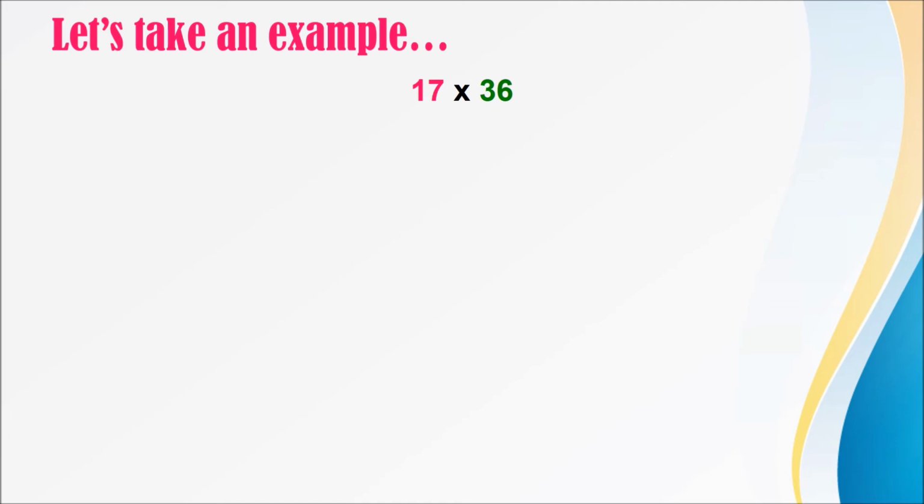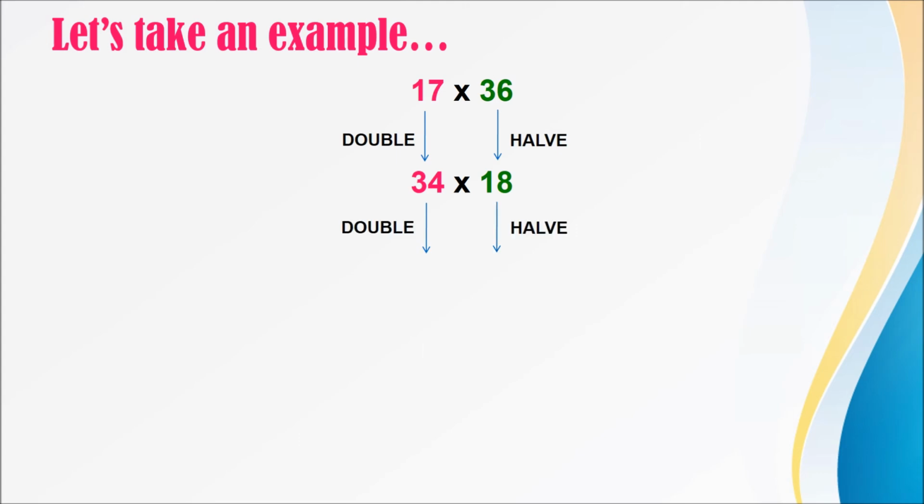To simplify this 2 by 2 multiplication, double 17 and half 36. So, 17 into 36 becomes 34 into 18. To further simplify the problem, again double and half. So, 34 into 18 will become 68 into 9.